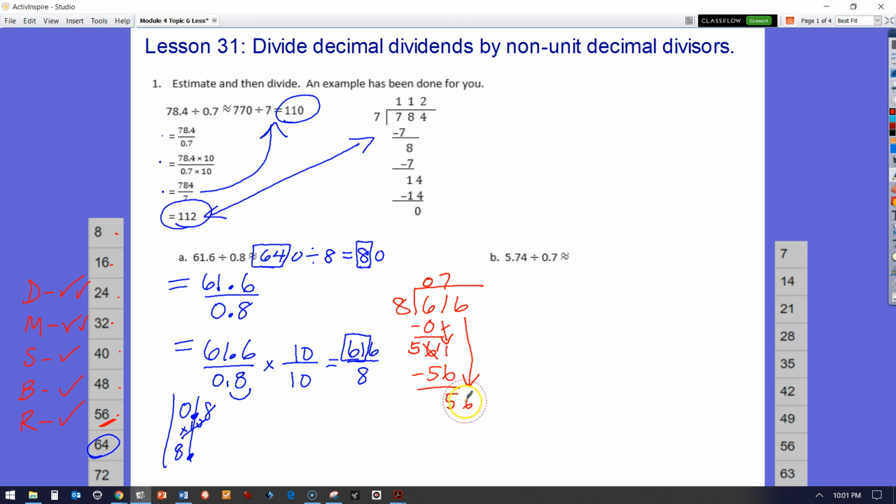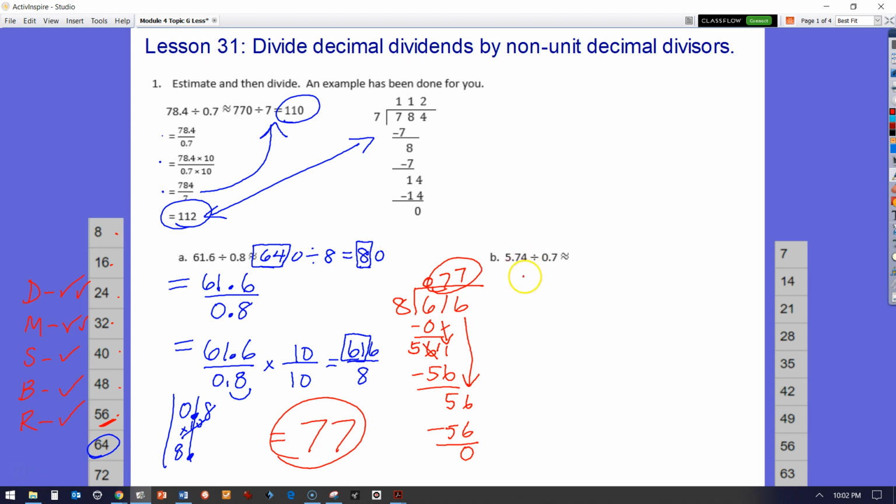Divide. 56 divided by 8 is, once again, 7. And I'm finished. 7 times 8 is 56. Do my subtraction, I get 0. So my true answer is 77. It's equal to 77. And 77 is very close to 80. I'm going to pick up the pace here.